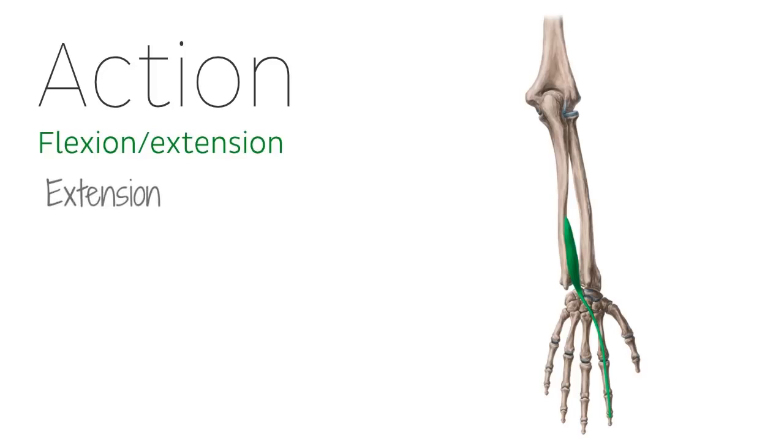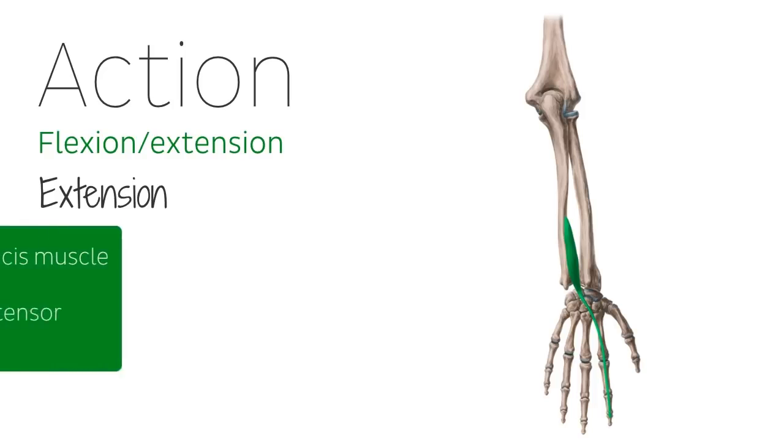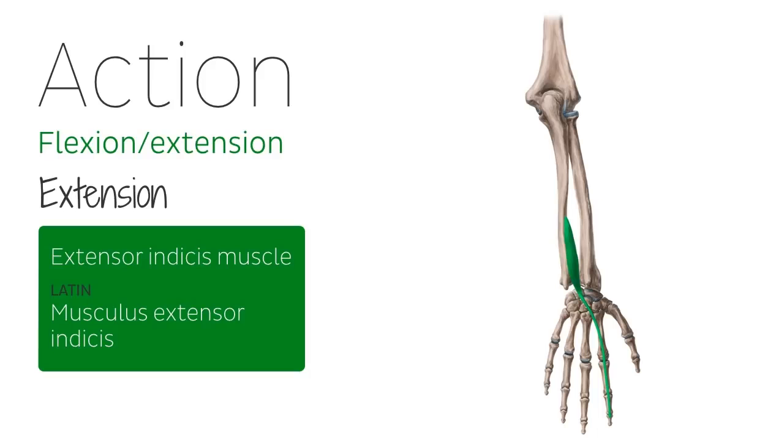Next, extension describes the opposite action of flexion, and the extensor muscles are muscles that return the limb to its original position or straighten the limb. For example, the extensor indicis muscle straightens the index finger.